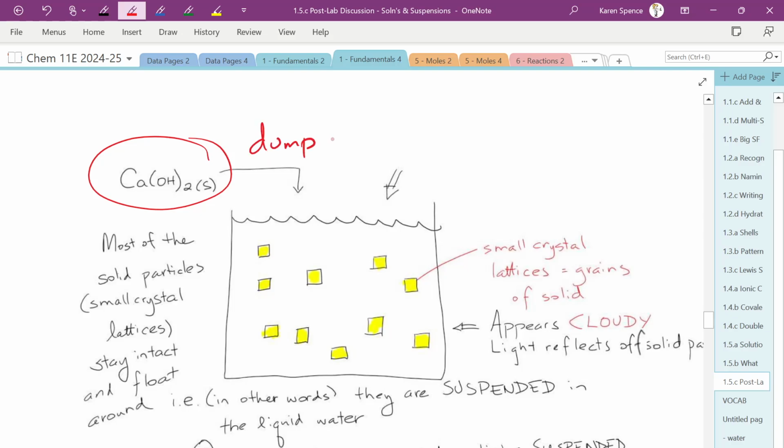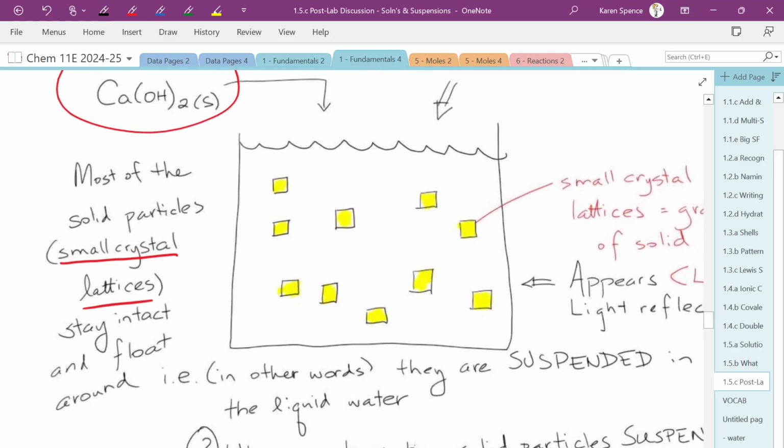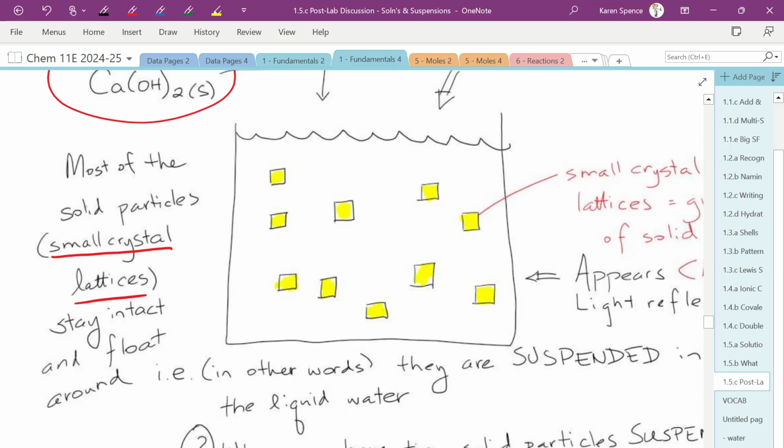And we dump it in the water. And right at the moment when it goes in, what do we have in the water? We have all kinds of little small crystal lattices. Most of those solid particles stay intact and they just float around. Eventually, what will those solid particles do if you let it sit? They will settle. Yes? And you probably saw that happening. If you weren't stirring it, they would settle out a little bit. And then if you let it set overnight, it would probably settle quite a bit.